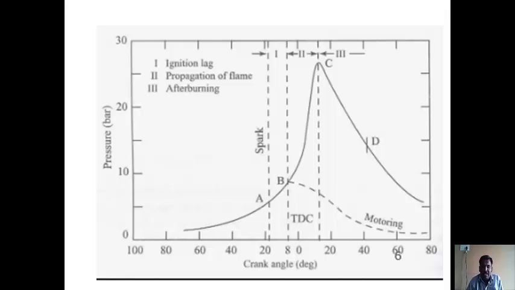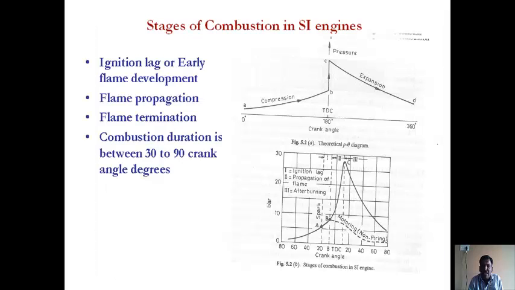This is point A. Second one is point B. Point B is the initiation of the combustion process. Once the spark is ignited around 15 to 20 degree before TDC, the combustion process is initiated around 8 degree before TDC. It clearly indicates that combustion won't take place immediately; it will take some time. And so point B can be identified from the deviation of the motoring curve from the normal curve.